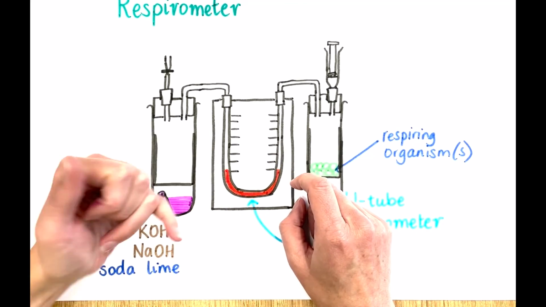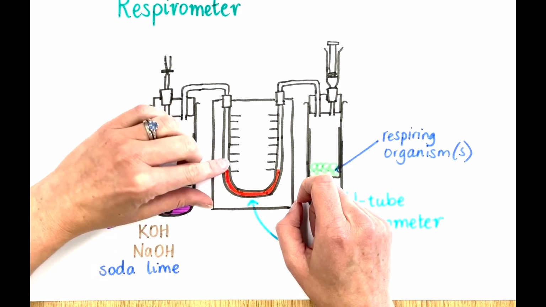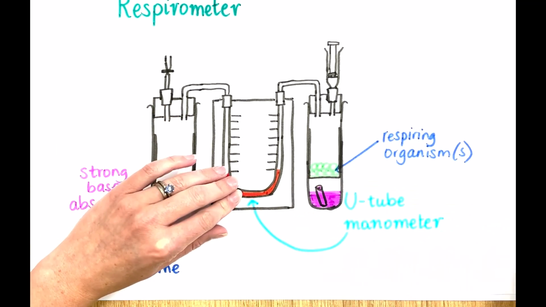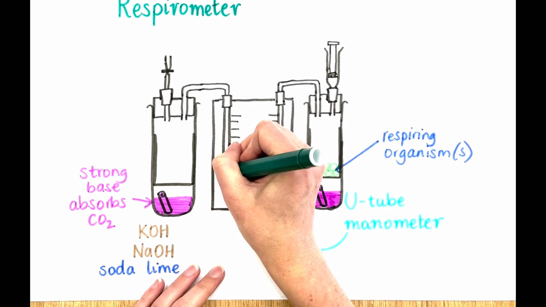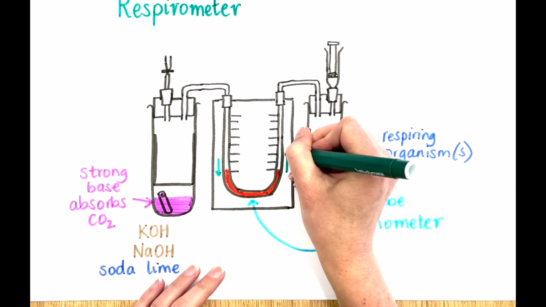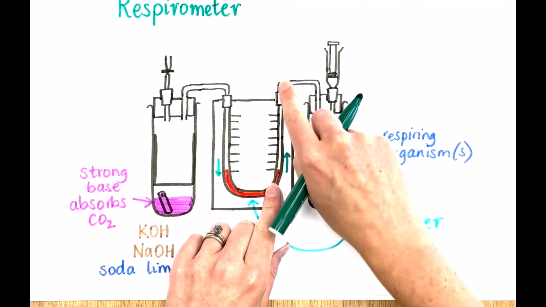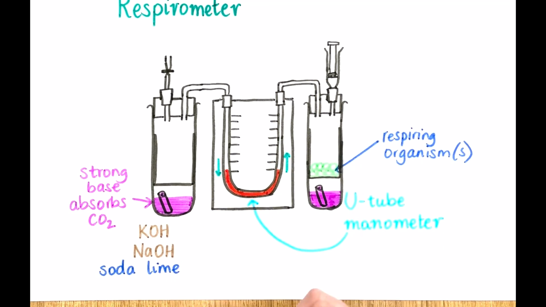Sorry, I should have brought some white out, but that would be going down on this side. Maybe I'll just put an arrow down that way and up this way. So the bubble moves in towards whatever is respiring.